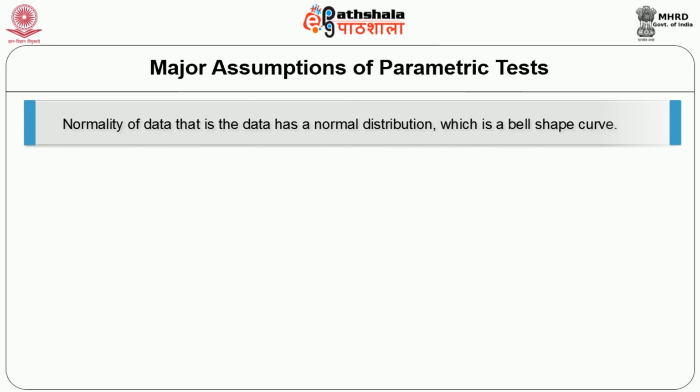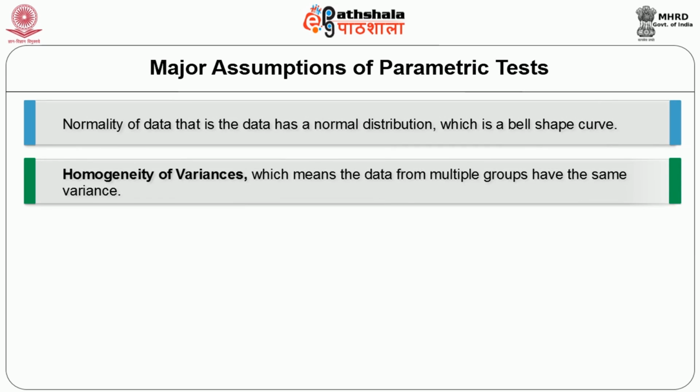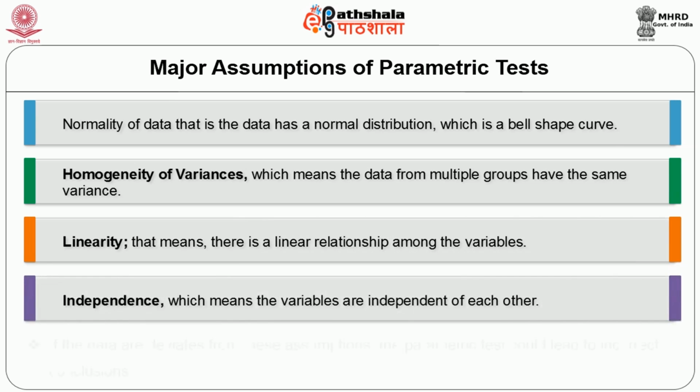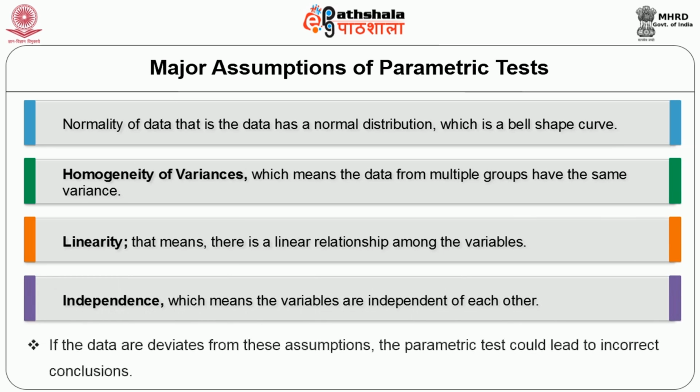Normality of data, that is, the data has a normal distribution which is a bell-shaped curve. The next assumption is homogeneity of variances, which means the data from multiple groups have the same variance. Another assumption is linearity, that means there is a linear relationship among the variables. And the next is independence, which means the variables are independent of each other. If the data deviates from these assumptions, the parametric test could lead to incorrect conclusions.